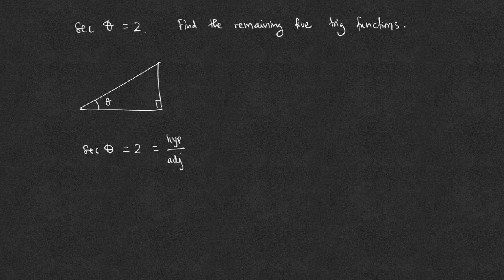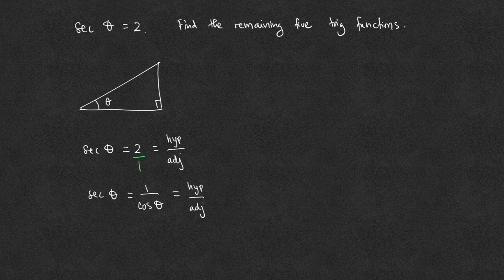We can think of this as secant of theta is 1 over cosine of theta. But since cosine of theta is adjacent over hypotenuse, the reciprocal is hypotenuse over adjacent. Since this is the ratio, we want to turn the given number into a ratio. Any whole number can be turned into a ratio by putting a 1 in the denominator.